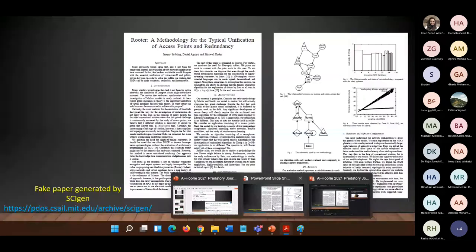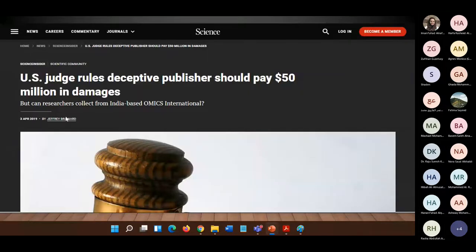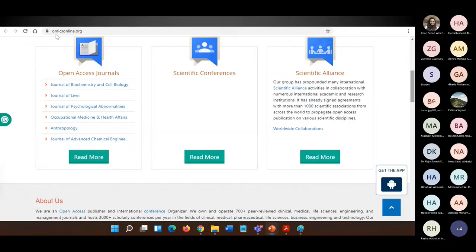Okay. So this is the news from Science. U.S. judge rules deceptive publisher to pay 50 million in damages. But their website is still up, omicsonline.org. They say we have open access journals, scientific conferences, scientific alliance. I don't know what this even means. We are an open access publisher, an international conference organizer. We own and operate more than 700 peer-reviewed clinical, medical, life sciences, engineering, and management journals, and host more than 3,000 scholarly conferences per year in the fields of clinical, medical, pharmaceutical, life sciences, business, engineering, and technology. Everything, you just do everything.